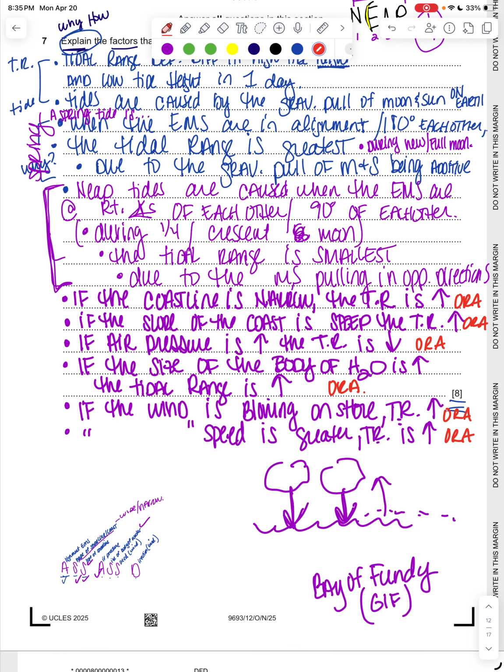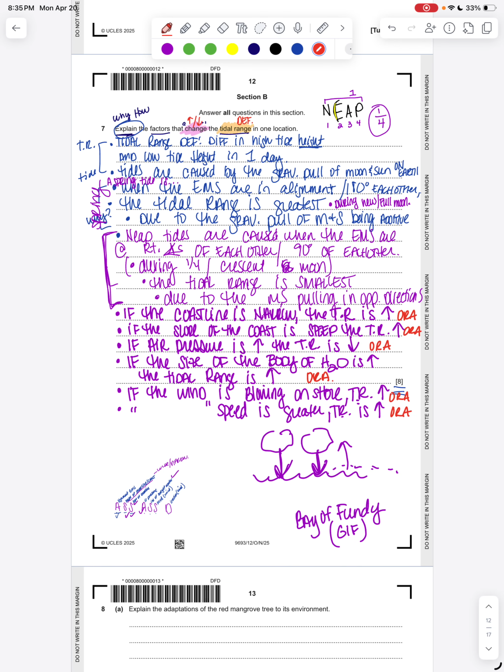Okay, the reason why I stopped before is because I remember doing this in January, and there's some marks that I wrote down. It's good for practice. It still supports the factors that affect tidal range, but let's look at the question. In one location. So this is going to be a known location. It can change in one location.